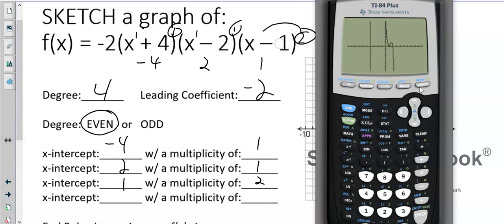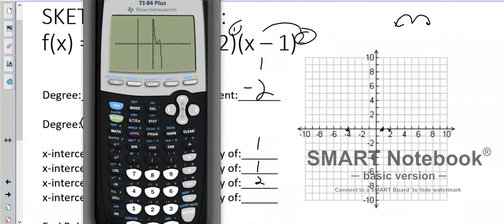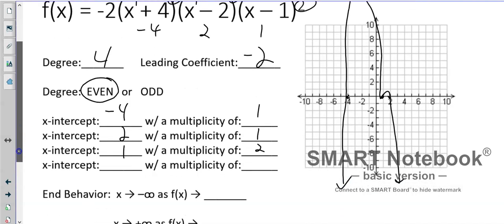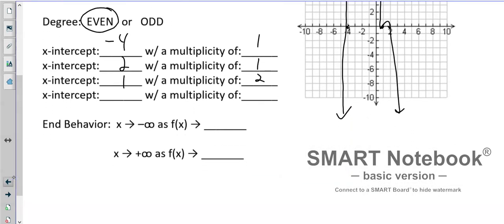But I want to do it a little bit closer to what I saw here. Okay? So obviously, when I graph this, it's going to go off the chart here. It's going to come down and have a little bounce and then go down like this. In behavior, they're both going towards negative infinity.